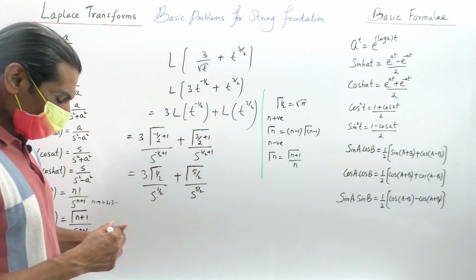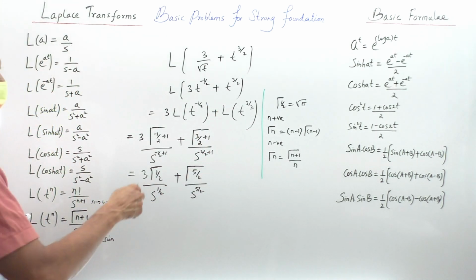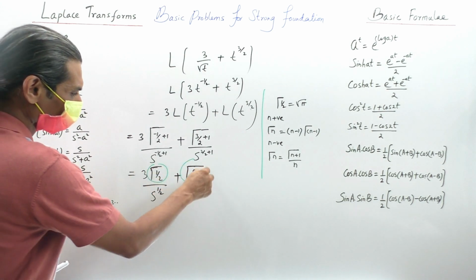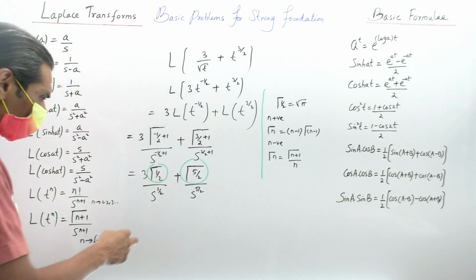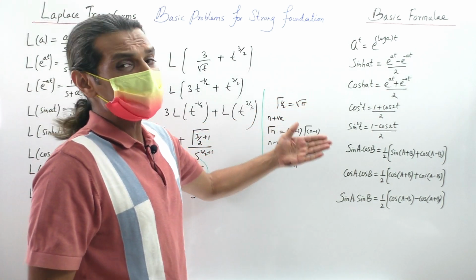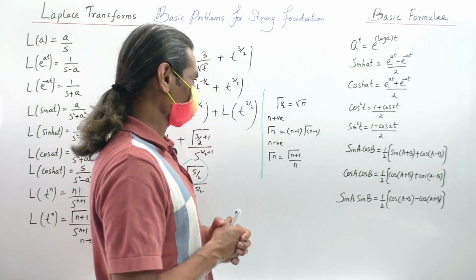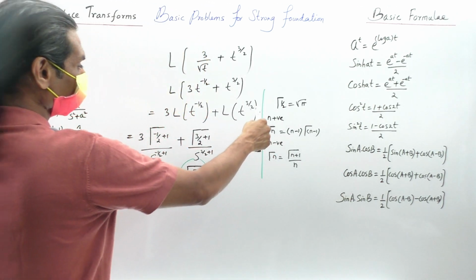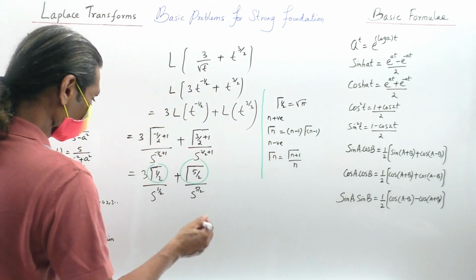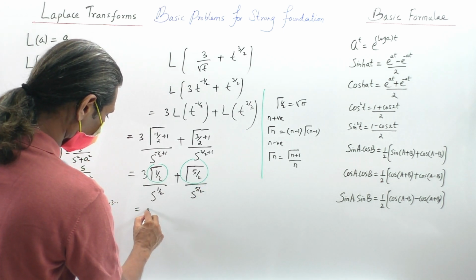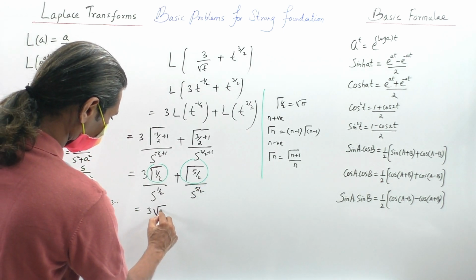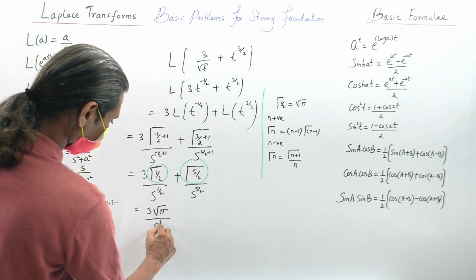Done. Now, we are only going to find the value of this and put it here and get the answer. But this will be very, very easy. Why? Because we already know gamma 1 by 2 is root pi. So, we have this as 3 root pi whole divided by s raised to 1 by 2.